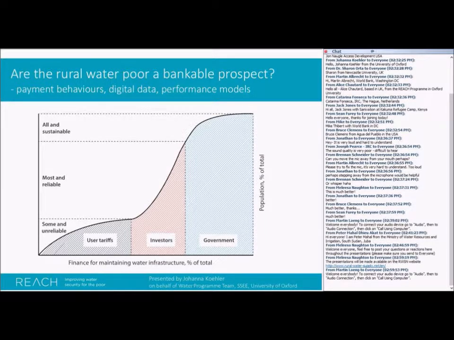And what this presentation is trying to do is to put some numbers to some of those challenges. We are also drawing on the OECD framework of the 3 T's, as Katrina has introduced them, so tariffs, taxes, and transfers, and how that works out in practice. In terms of tariffs, how much are the rural poor taking on as part of user payment? Maybe up to a third or half, but never all of the maintenance cost. And this needs to be topped up by investors and governments.